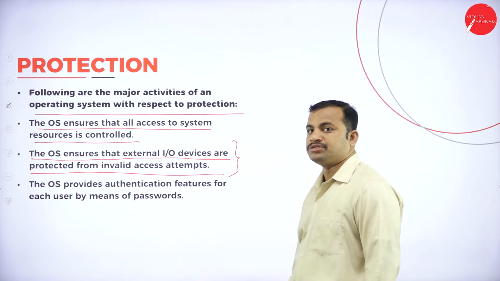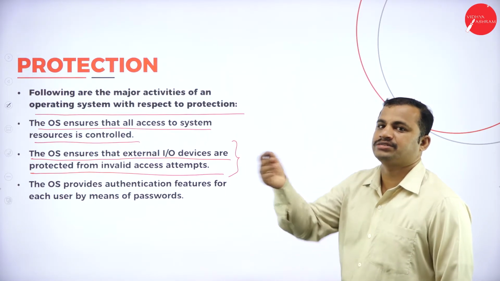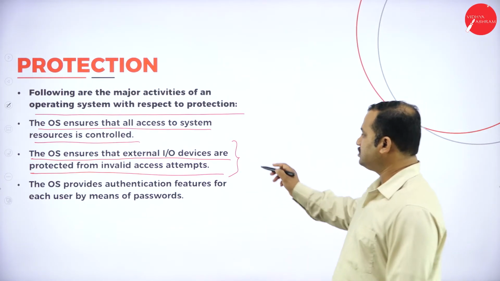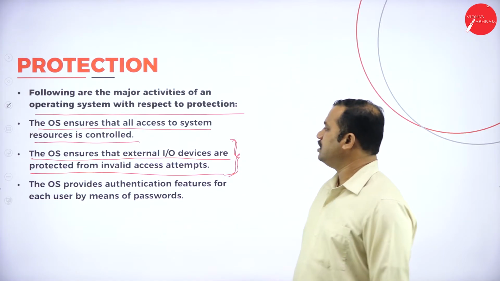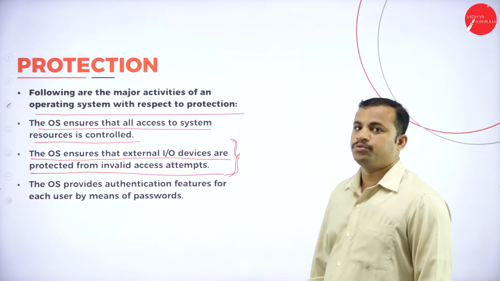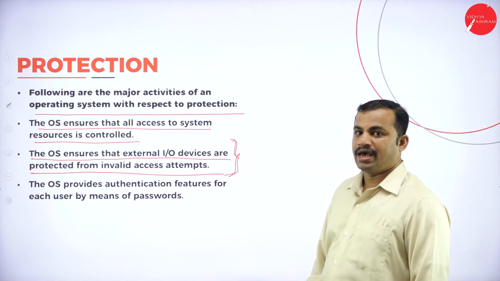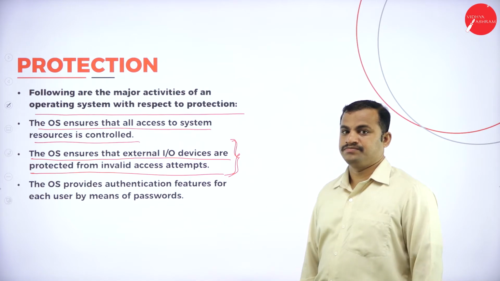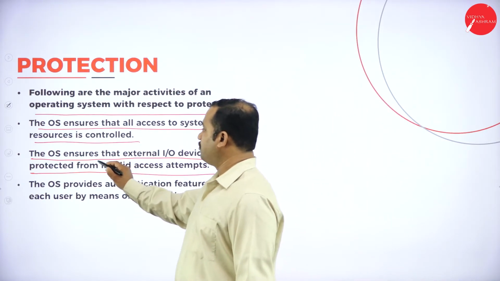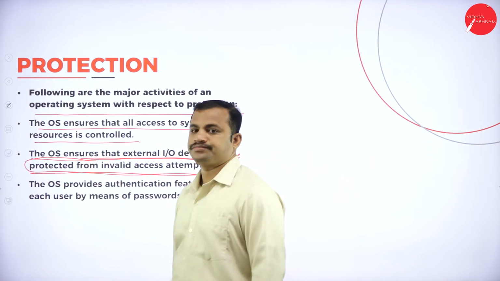Invalid access attempts indicate that, if a transaction is successful, we say that it is 1. If it is unsuccessful, we say that it is 0. External I/O devices may be a printer, printer spooler, or devices like a scanner. A scanner comes under the I/O devices. All these are considered here, which ensures protection from invalid access attempts.